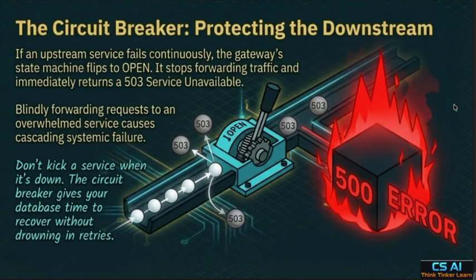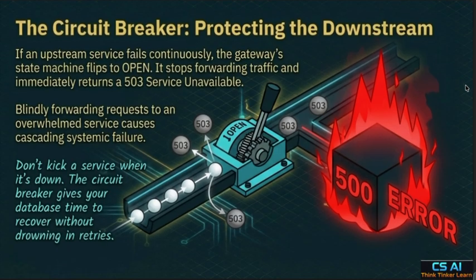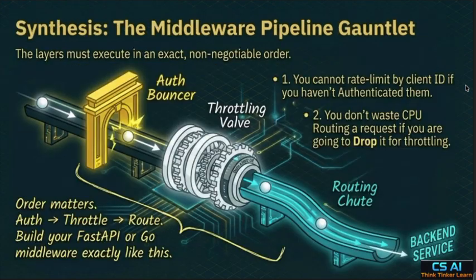When things really go wrong, we use the circuit breaker to protect the downstream. If an upstream service fails continuously, the gateway state machine flips to open. It stops forwarding traffic and immediately returns a 503 service unavailable message. This gives your database or microservice time to recover without being drowned in a flood of retries. Don't kick a service when it is down. Give it a chance to breathe.